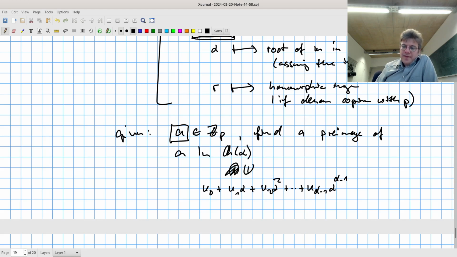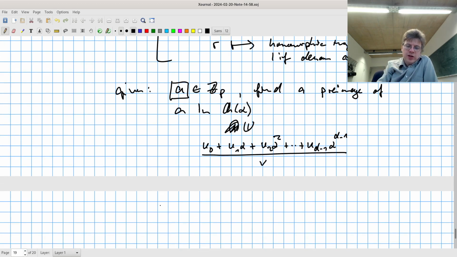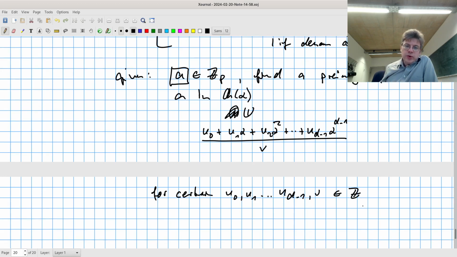They all look like this. Now I don't like it that the u's are rational, so let's make them integers and put them over a common denominator. So then I can say for certain u0, u1 up to u_{d-1} and v that are integers. And what we want is a pre-image of A where these numbers are small.